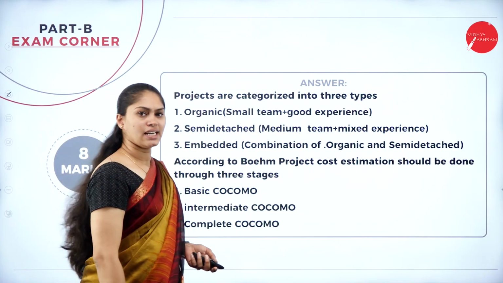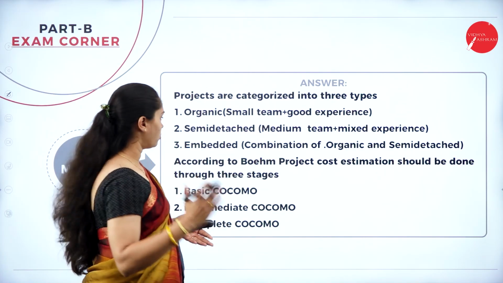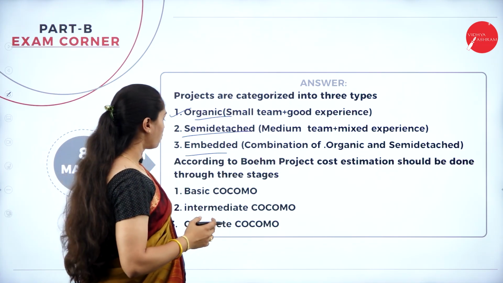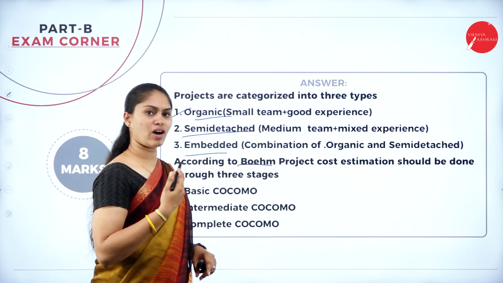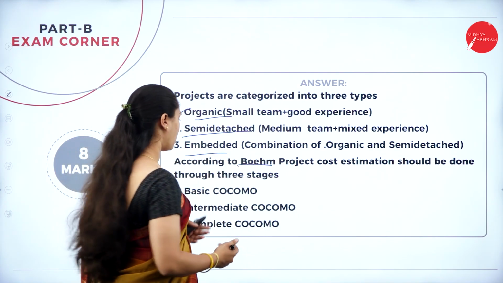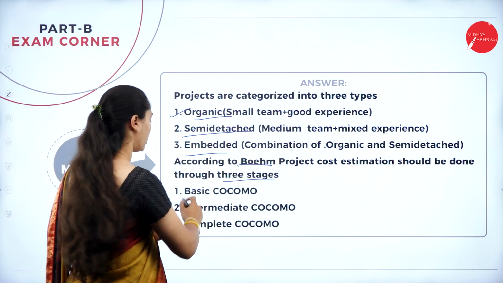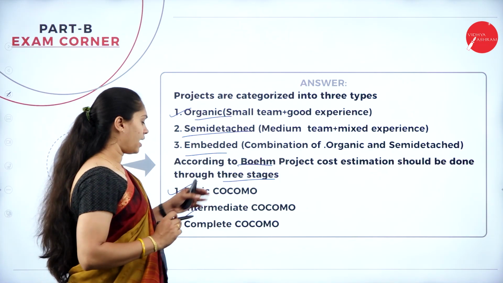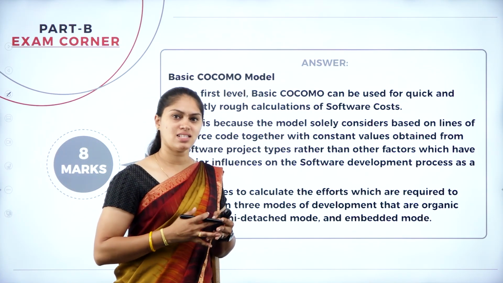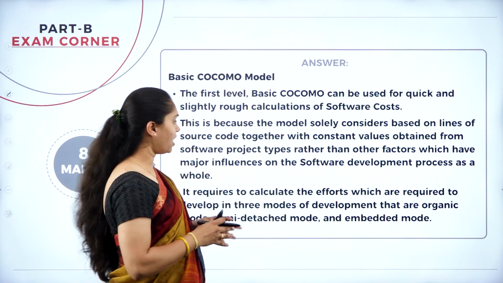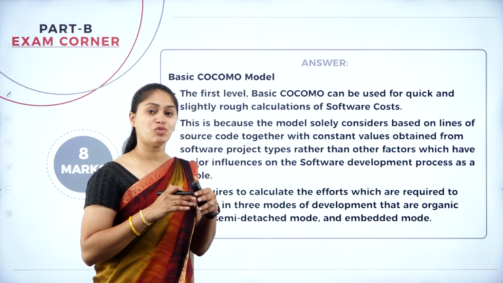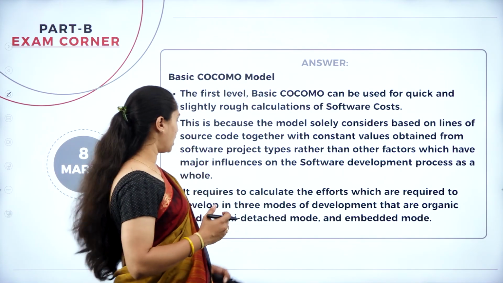Also, in this, we are going to categorize the project into 3 types: organic, semi-detached, and embedded. With respect to Barry Boehm, the project cost estimation of organic, semi-detached or embedded is going to be done in 3 stages. Which are those? One is basic Cocomo, intermediate Cocomo, and at last we have detailed Cocomo. In each stage you have to write its definition, along with the formula we have to find out the cost, that you have to mention.